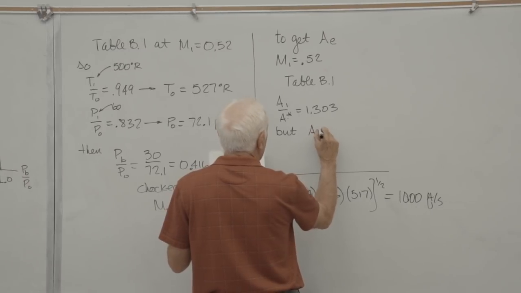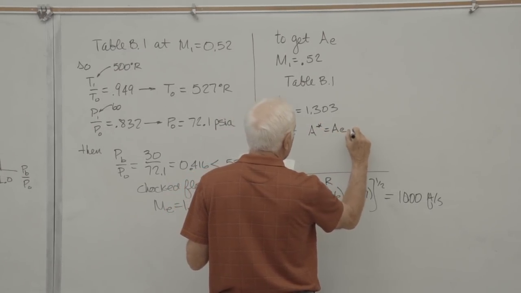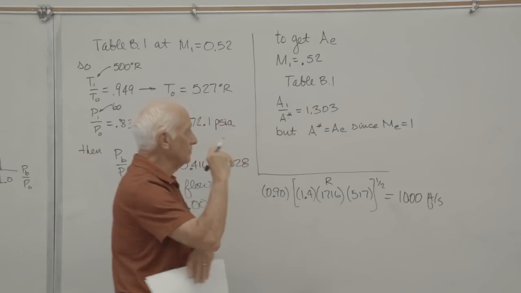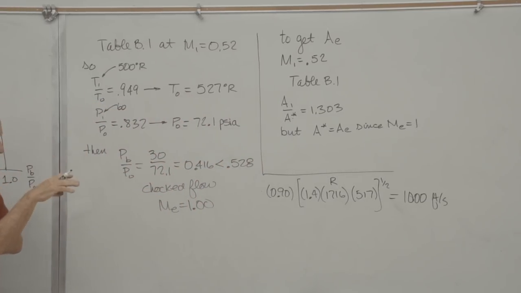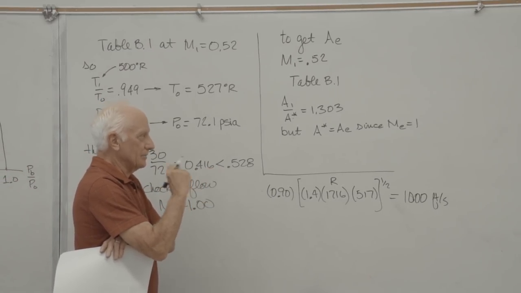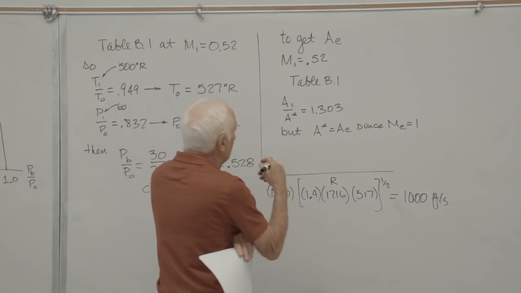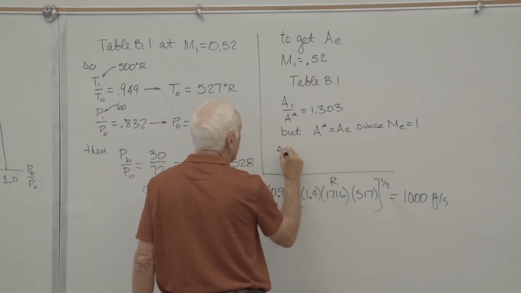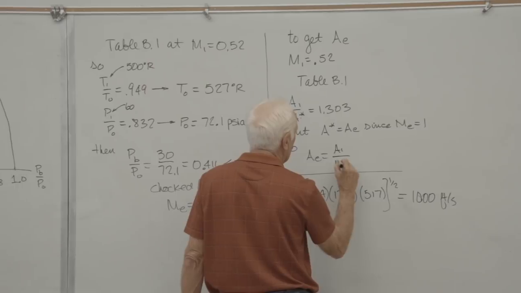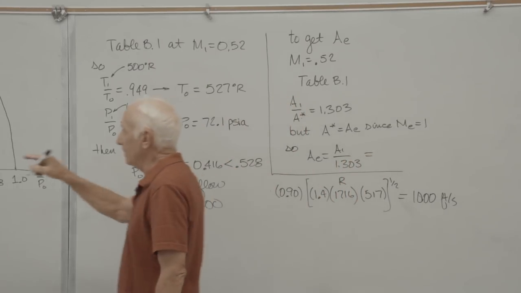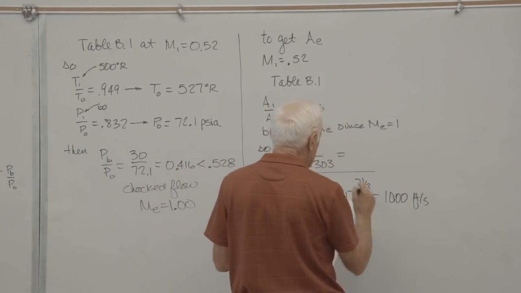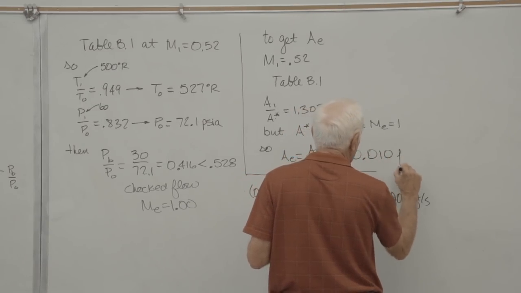But A star is equal to A exit since the Mach number at the exit is 1. Anywhere the Mach number is 1, it's automatically the starred quantities. Because we reached a Mach number of 1 at the exit, that's A star. It's also A exit. Okay, so now solve for A exit. A exit is equal to A1 divided by 1.303. And I know A1 because I was given A1, 0.013 square feet. So A exit comes out to be 0.010 square feet.